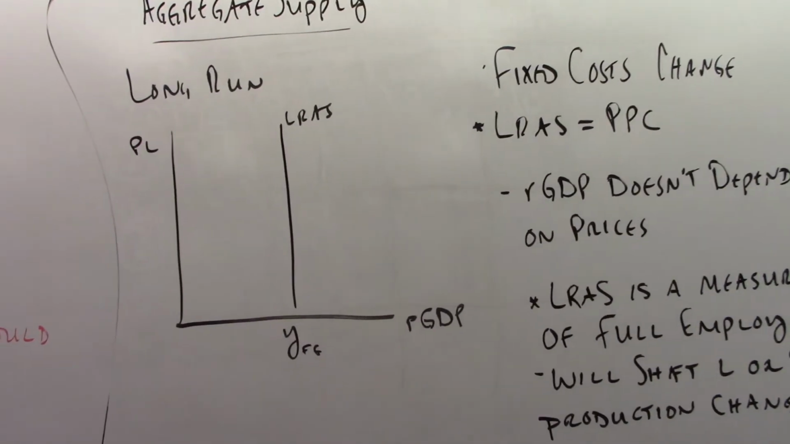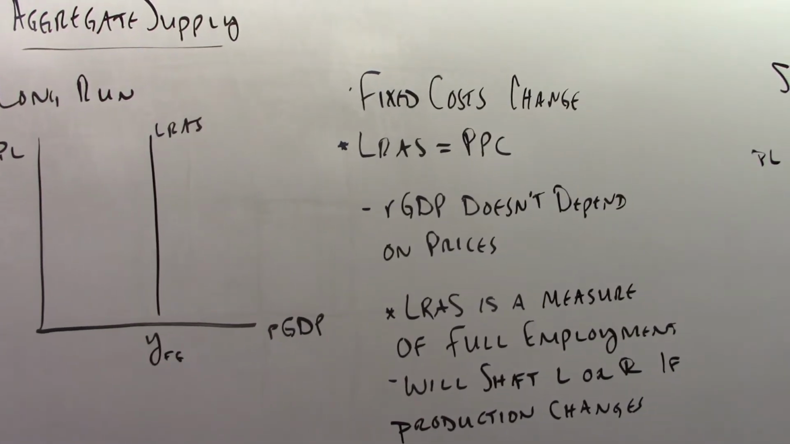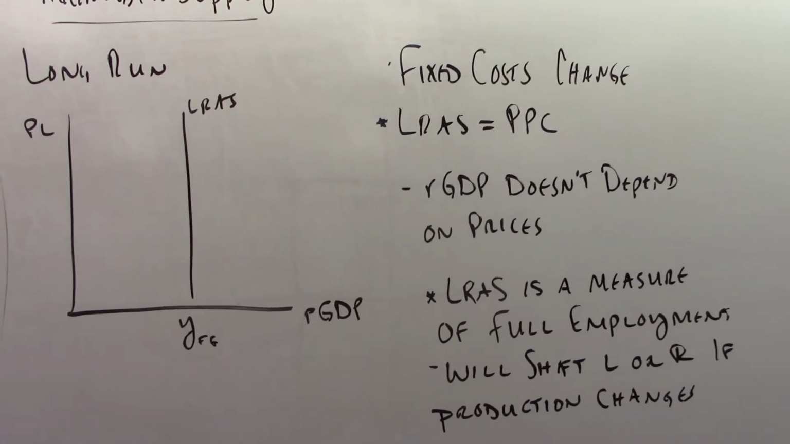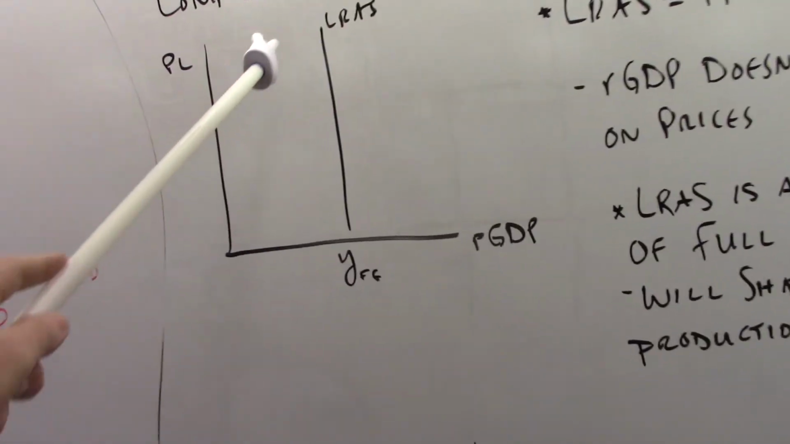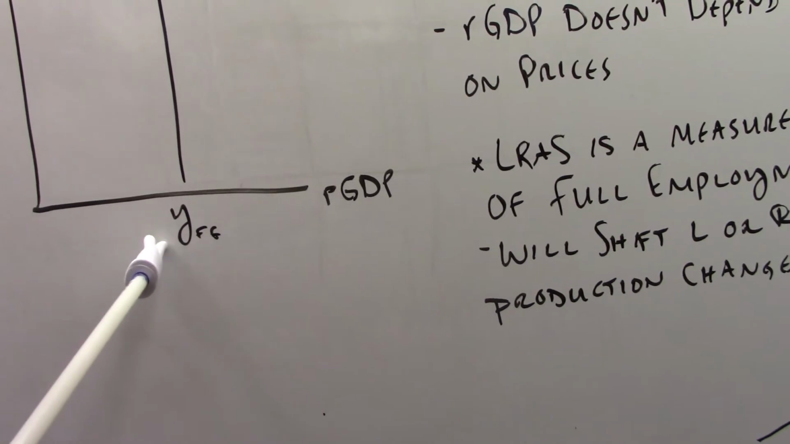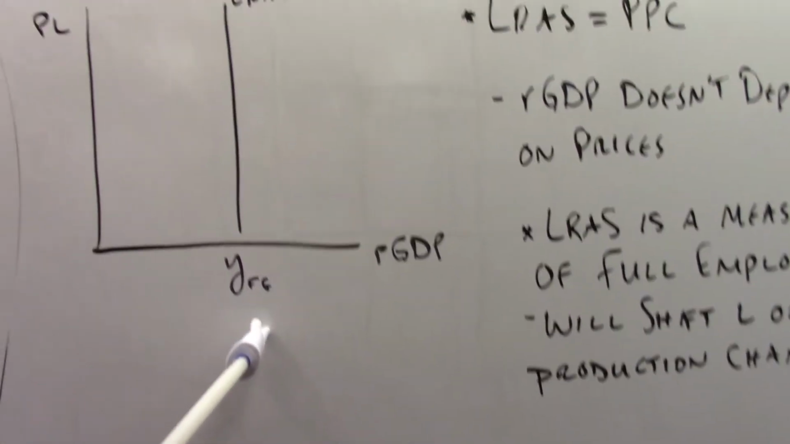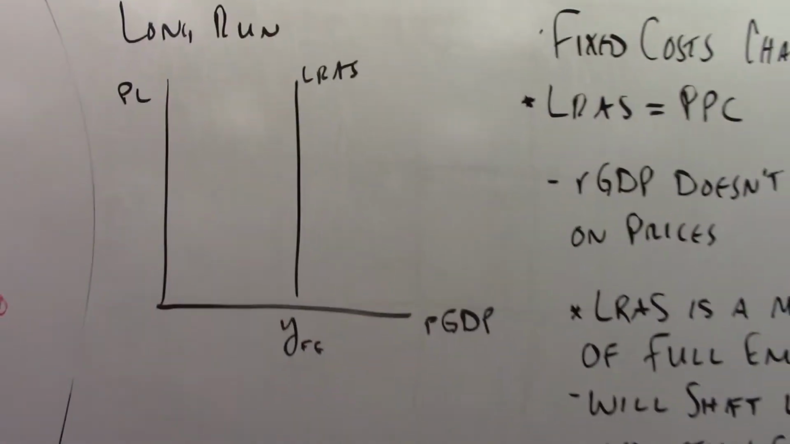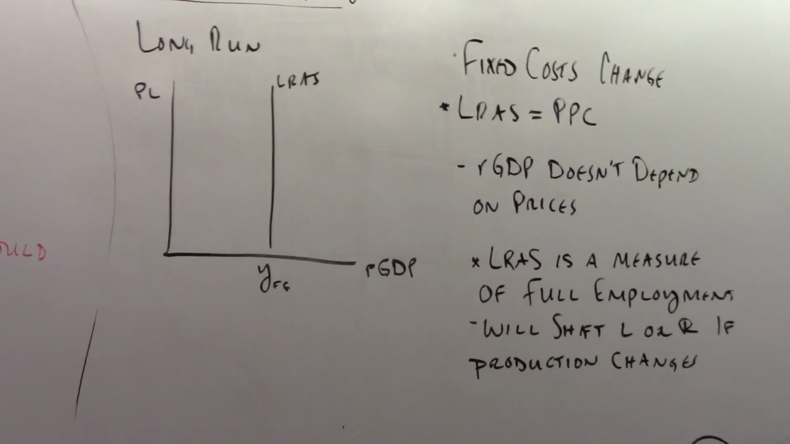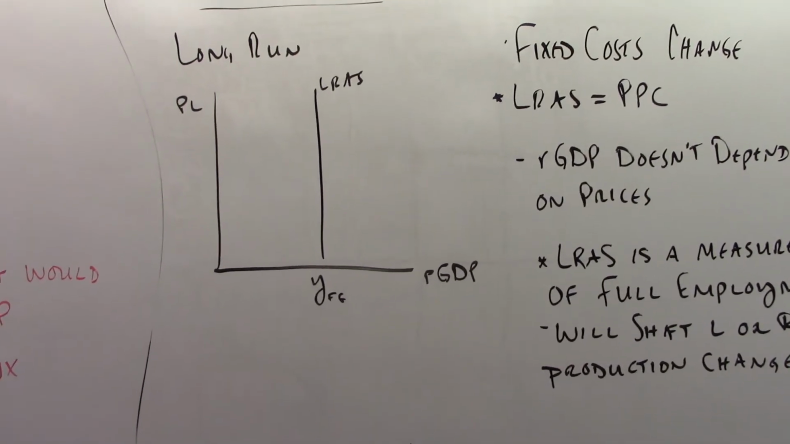Here's your long run. Long run means that fixed costs can change. And an easy way to look at this is that the long run aggregate supply curve, it is straight up and down. It doesn't matter what the price level's at because Y is your real GDP at full employment. So this is basically like a snapshot at one moment in time, how much is being produced if we are at full employment. That's where you want to be.